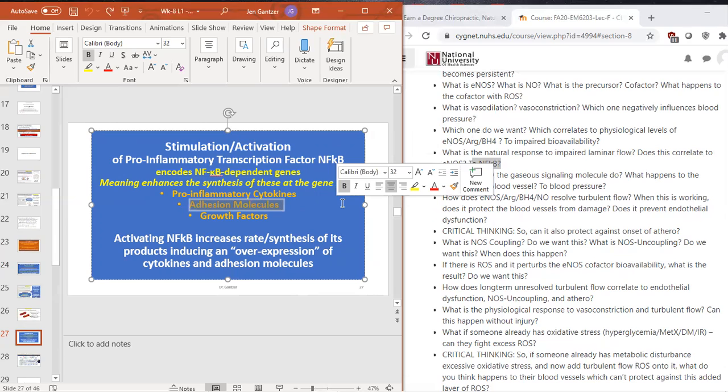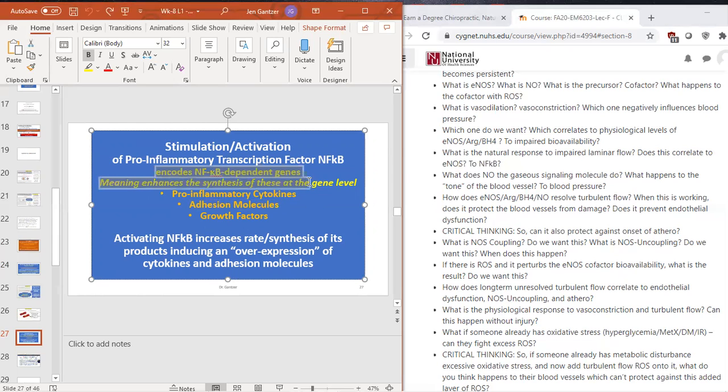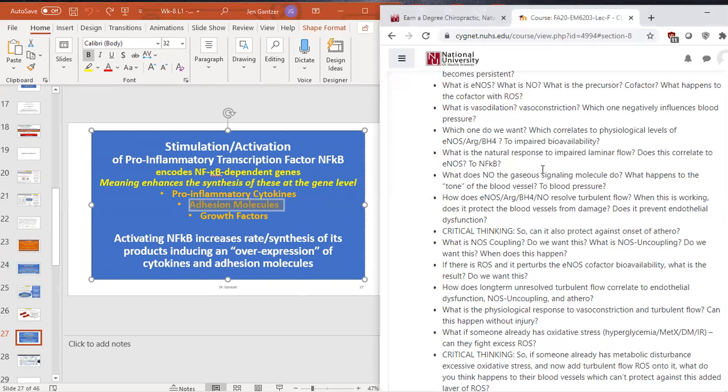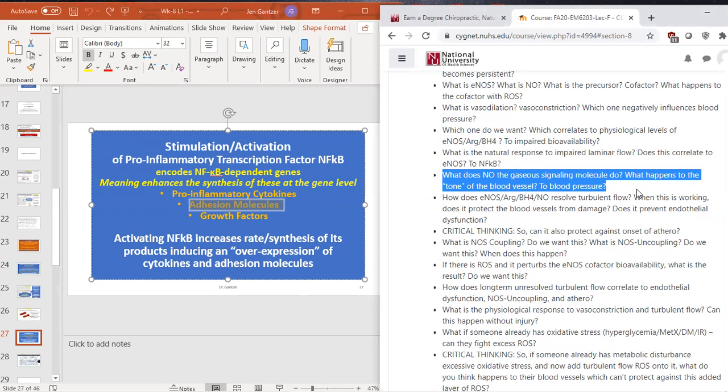If you turn on nuclear factor kappa B in your blood vessel, you turn on the overexpression of your adhesion molecules. So I definitely want you recognizing nuclear factor kappa B in the atherosclerotic model is not only excessive cytokines, tumor necrosis factor, interleukin 1, interleukin 6, and a bunch more, but it also turns on overexpression of your adhesion molecules. Okay, so what does the nitric oxide gaseous signaling molecule do? It vasodilates and it responds to turbulent flow. What happens to the tone of the muscle? It improves, and to blood pressure, it would decrease.